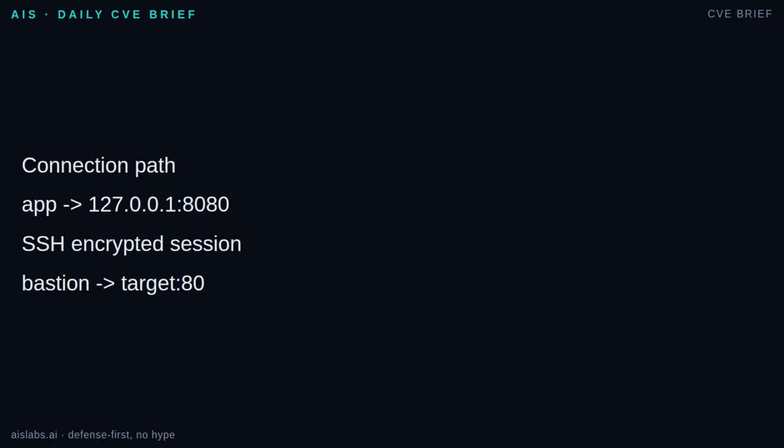That detail matters. Target names are resolved on the server side, not on your laptop. If db01 only exists in private DNS, that is fine as long as bastion can resolve it. SSH encrypts the traffic between your client and bastion. From bastion to target, the original service protocol applies.